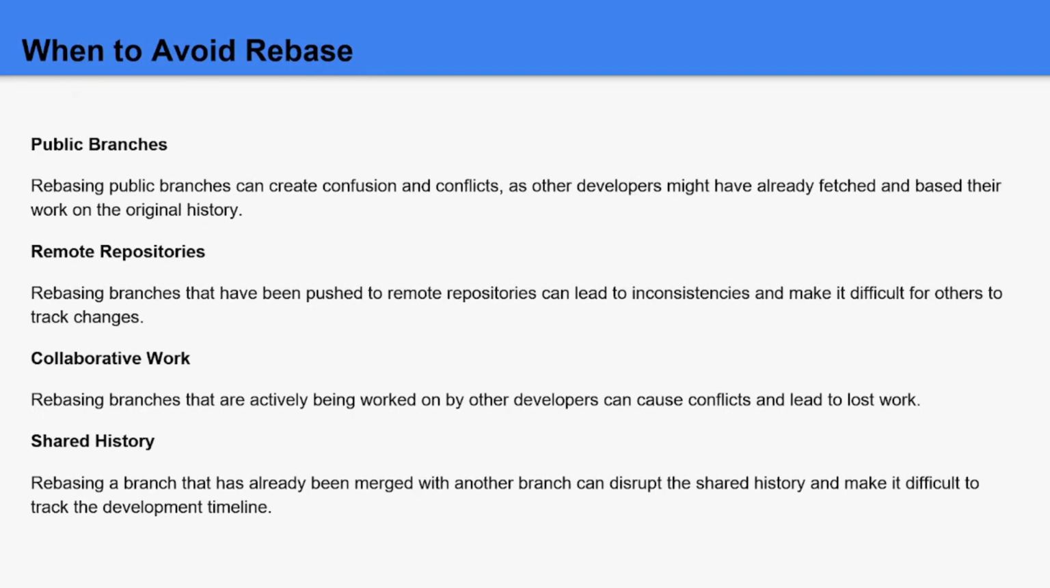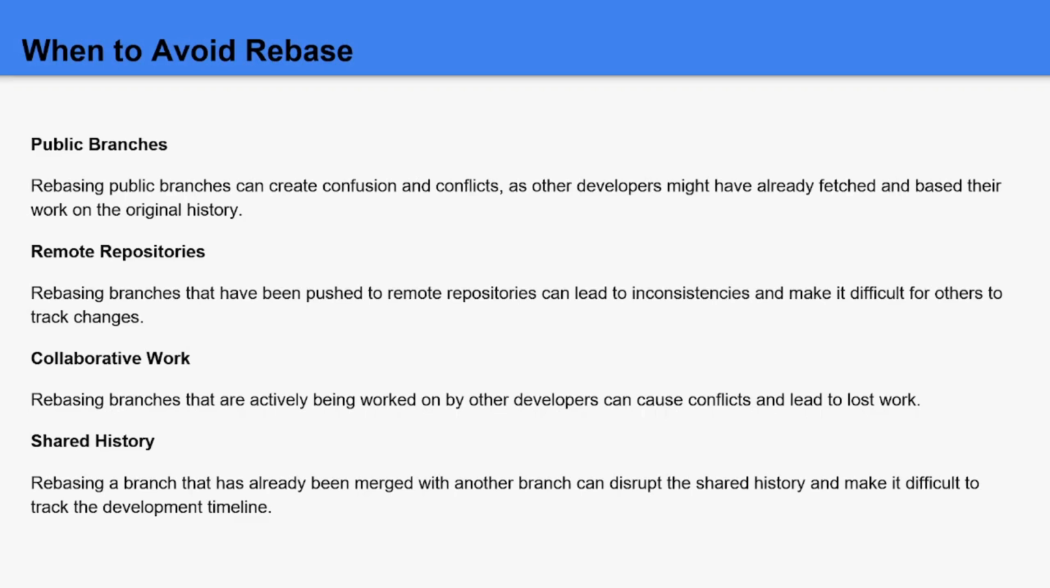Now, while using the rebase command, we should also avoid some scenarios. Scenarios such as public branches, remote repositories, collaborative work, and shared history. As the name suggests, public branches are branches which are already public, and which all other people on GitHub can see and modify. Next come remote repositories. Rebasing branches that have been pushed to remote repositories can lead to inconsistencies and make it difficult for others to trace the changes.